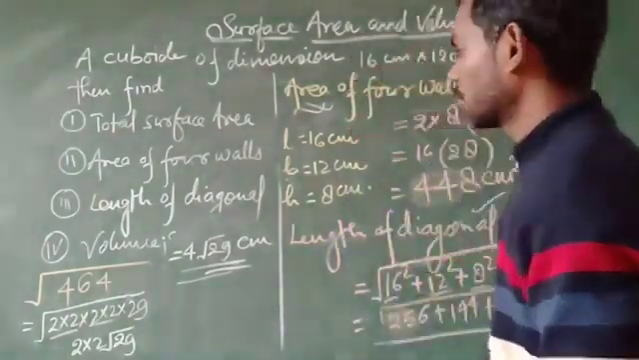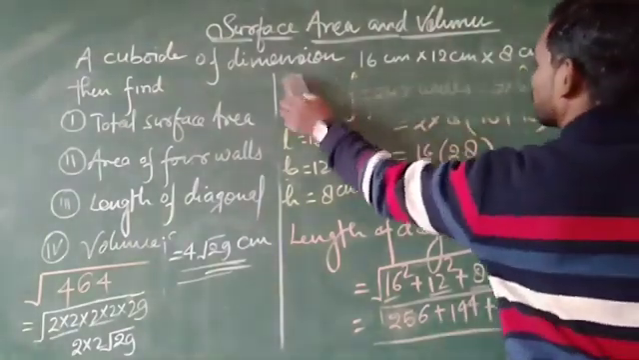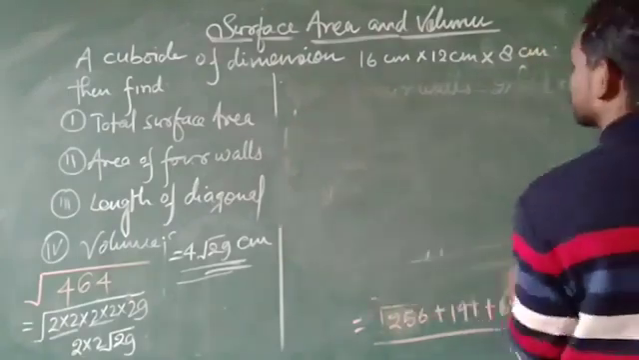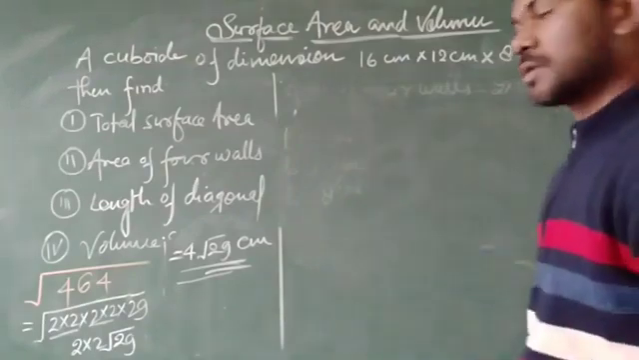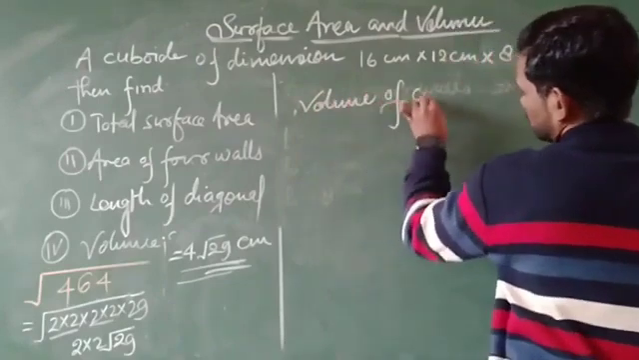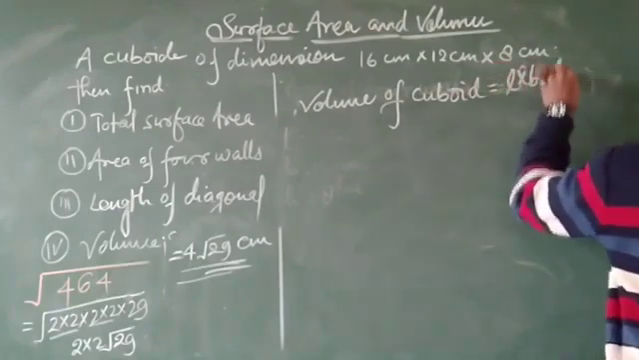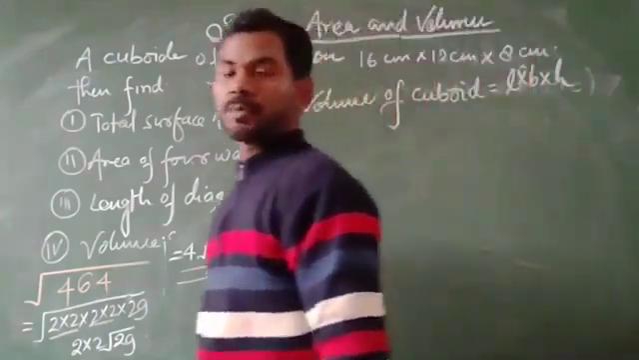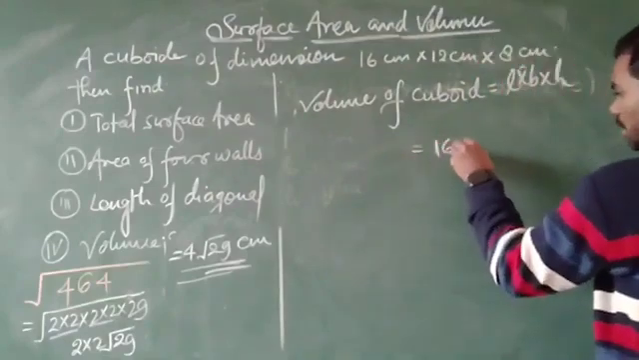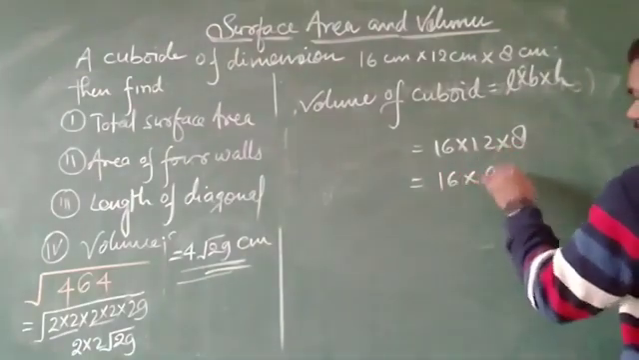Now we are going to find the volume of the cuboid. The volume of the cuboid is given by the product of length, breadth and height. So now substitute the values. We get 16 multiplied by 12 multiplied by 8. 12 times 8 is 96.